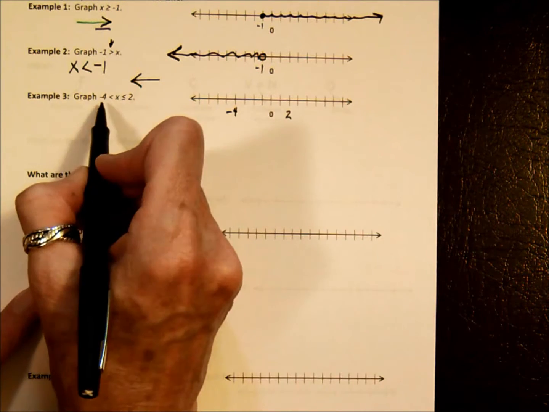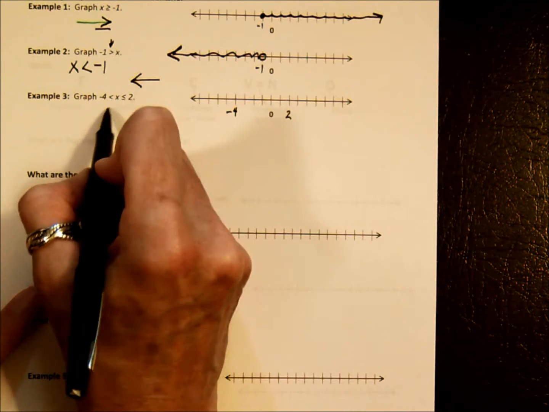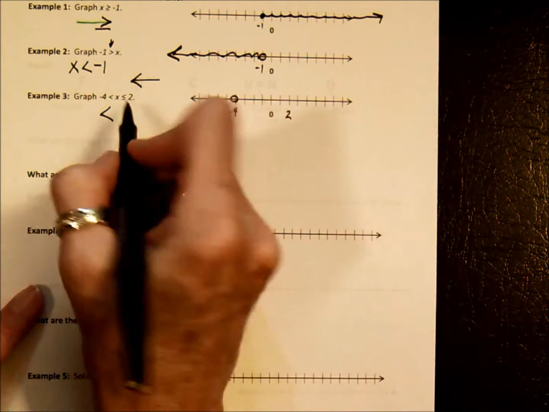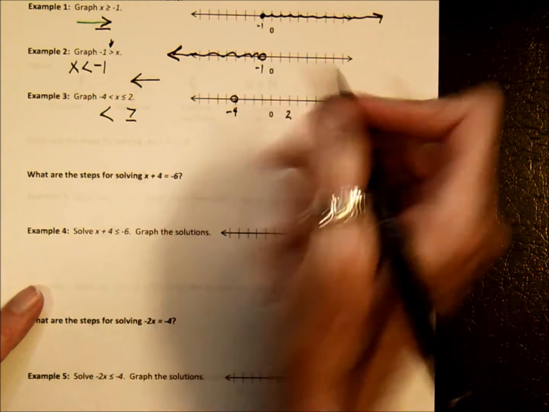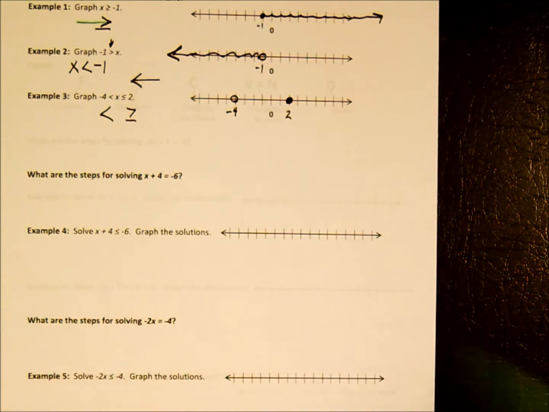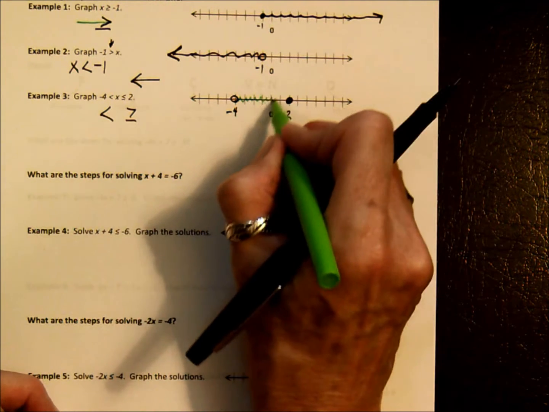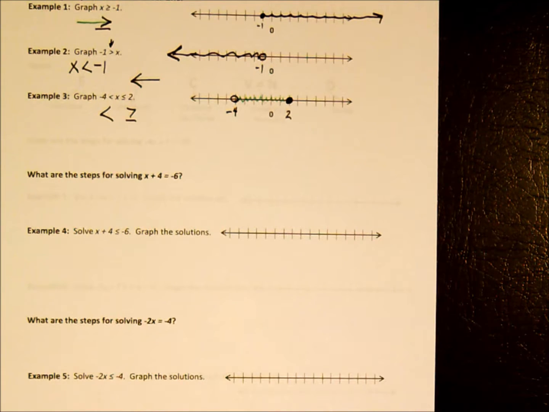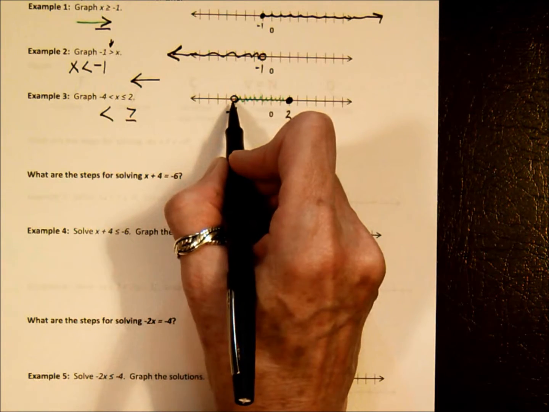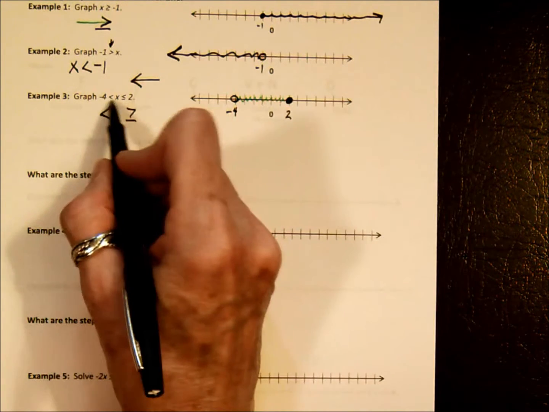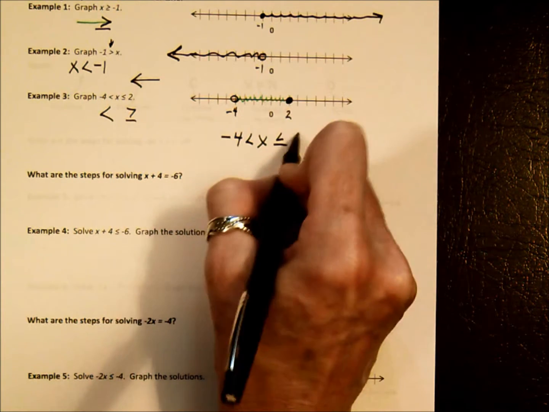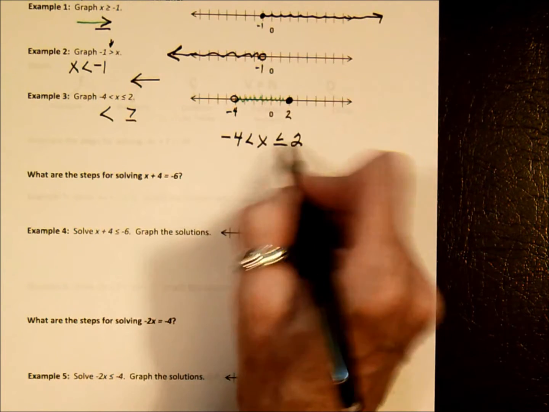Now we have to look at what to do with the endpoints. This symbol does not have an "or equal" by the -4, so it's an open circle. This one does have an "or equal," so it is a closed circle, and we are talking about everything in between. That's what x is equal to: -4 up to 2, including 2, not including -4, everything in between. So it looks just like the sentence. If I write the inequality sentence underneath, you can see there's the -4, there's the 2, x is in the middle.